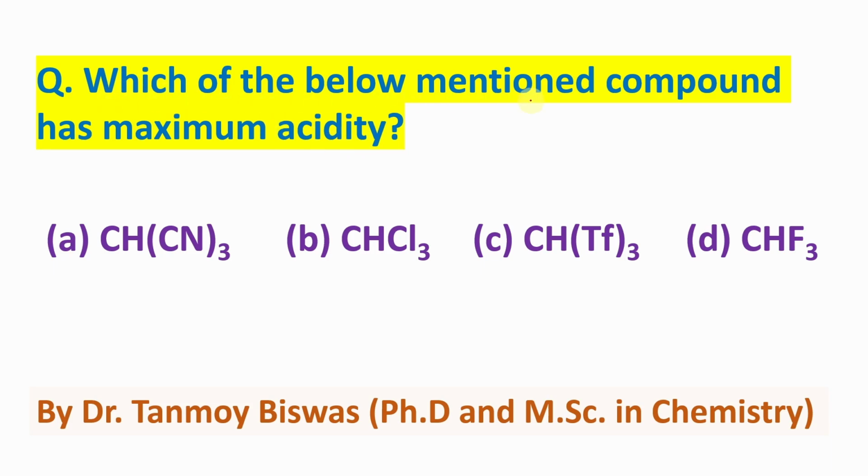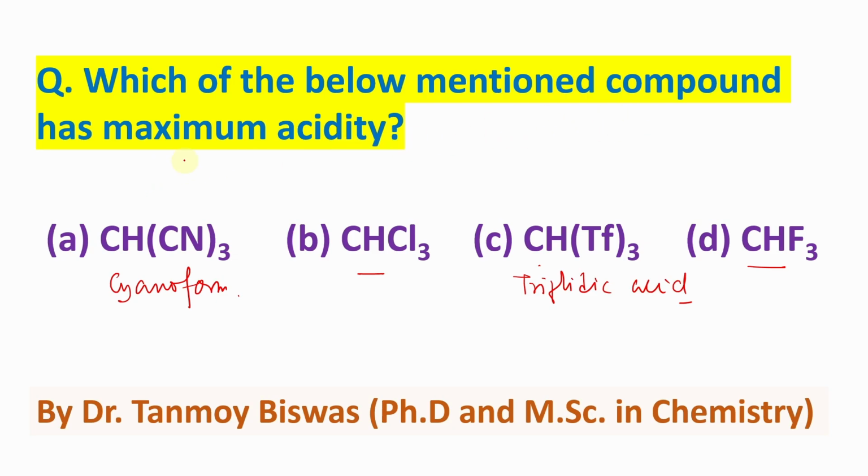Now the question: which of the below mentioned compounds has maximum acidity? So here 4 compounds are provided. By the way students, if possible remember the names. This is called cyanoform. This is chloroform, I guess you know. This is fluoroform. This is triflic acid. So in this case of 4 compounds, I have asked which has the maximum acidity.